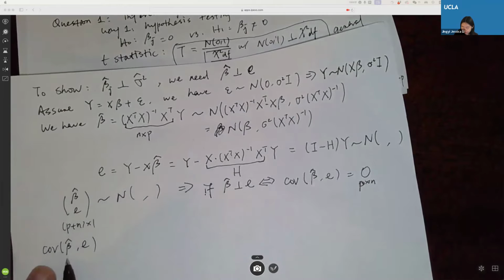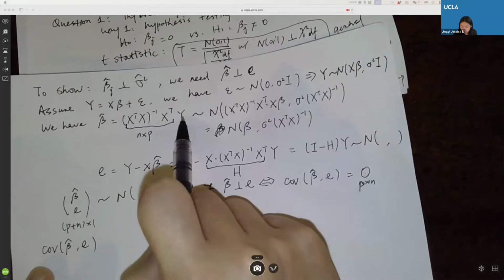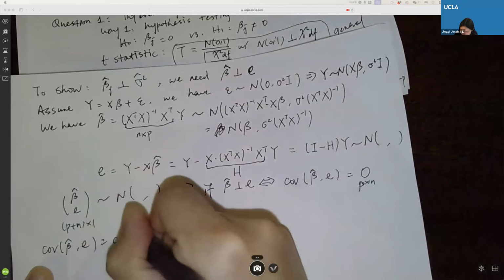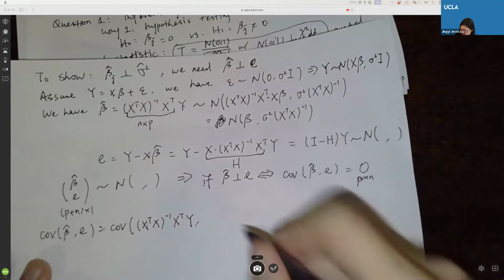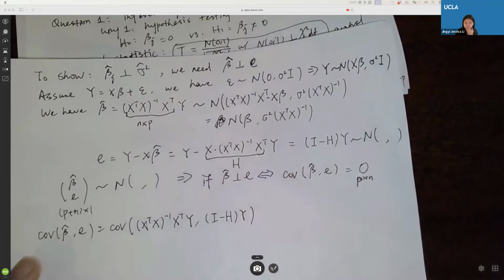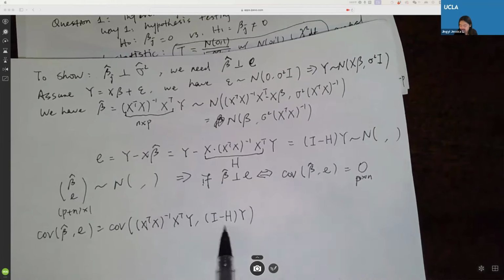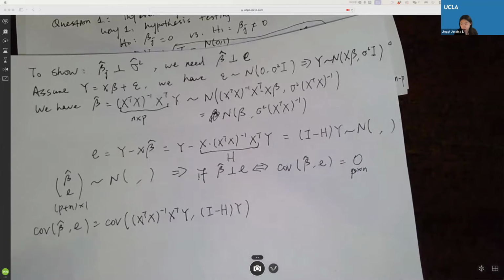As we know, beta hat is the matrix X transpose X inverse times X transpose times Y, and E is I minus H times Y. So I just write it: X transpose X inverse X transpose Y, this is our beta hat, and the second one is I minus H times Y, that's my E. This is another property of the covariance matrix: they both involve the same random vector Y, and the left-multiplying matrices are fixed. The hat matrix H is also fixed because it's only about the design matrix, and of course the identity matrix is fixed.